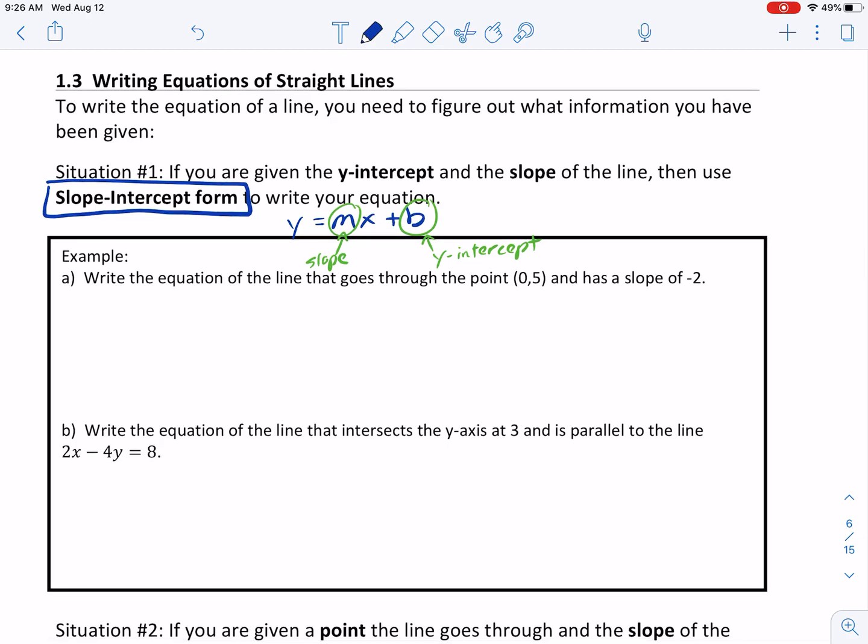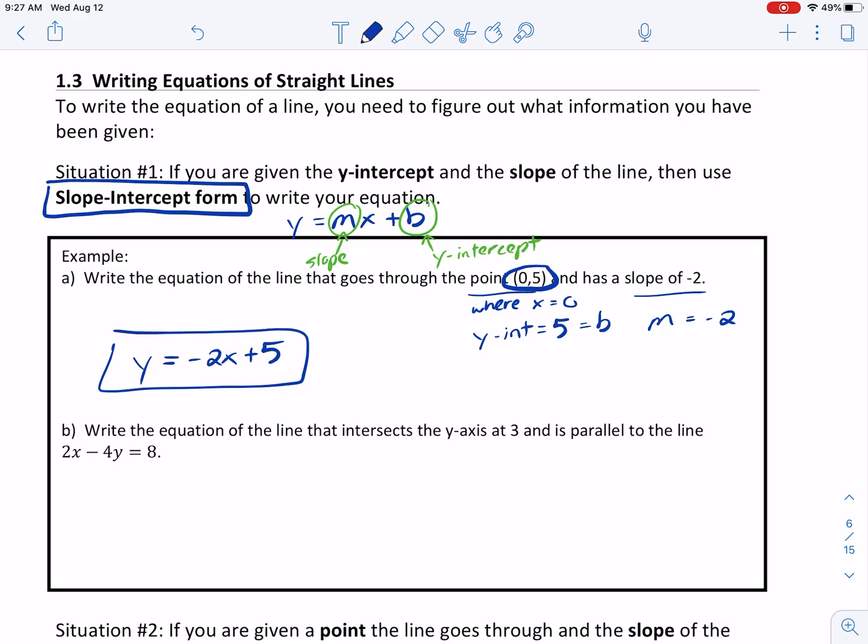Let's look at example A. Write the equation of a line that goes through a point and has a slope. So we're already given our slope of -2. Now we just need our y-intercept. And if you notice something about this point, remember the y-intercept is where x equals 0. So our y-intercept is actually 5. So you're given both your b and your m values, so you can go ahead and write your equation: y equals -2x plus 5.